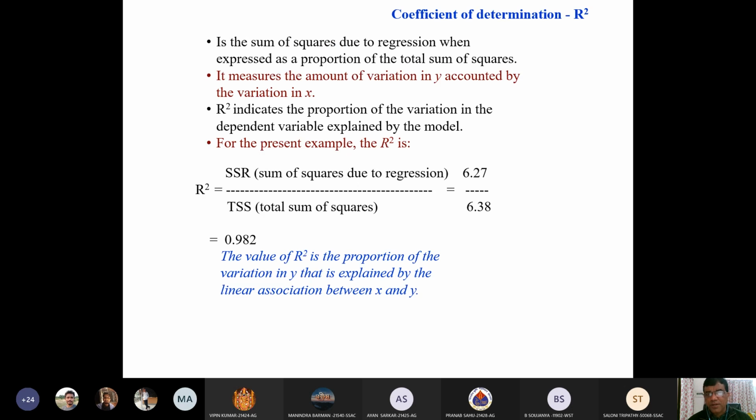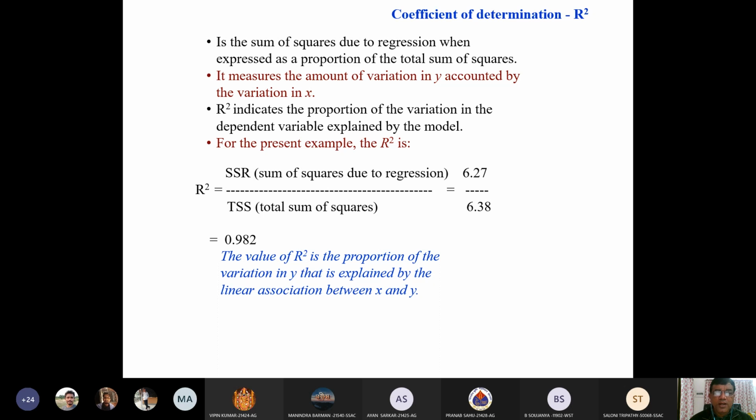Now let us see what R square, the coefficient of determination, is. It is the sum of squares due to regression when expressed as a proportion of the total sum of squares. It means what fraction of the total sum of squares is due to regression. It measures the amount of variation in y accounted for by the variation in x. R square indicates the proportion of the variation in the dependent variable explained by the model. So there are 3 or 4 different ways to express the coefficient of determination.